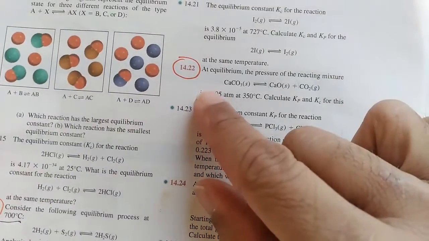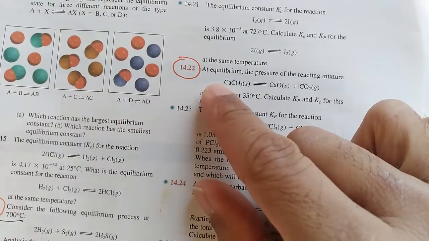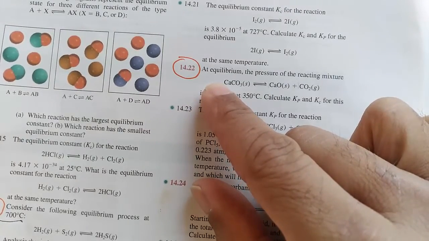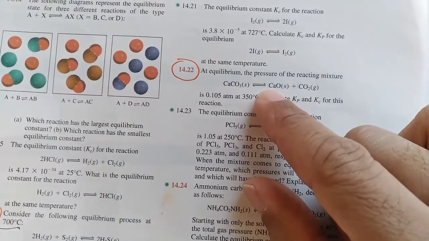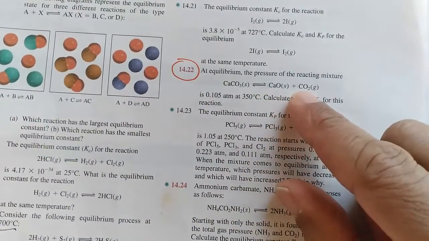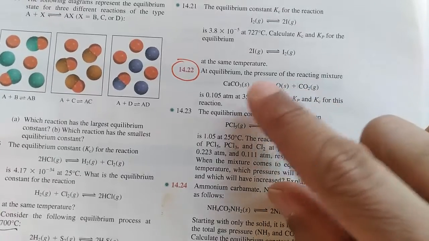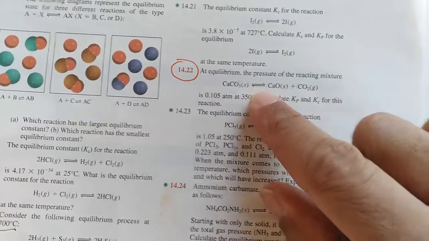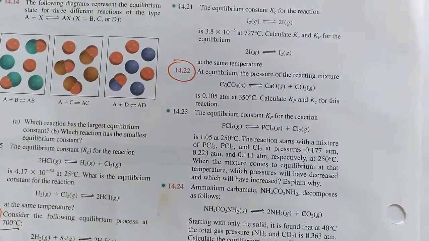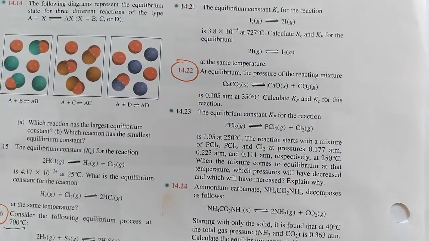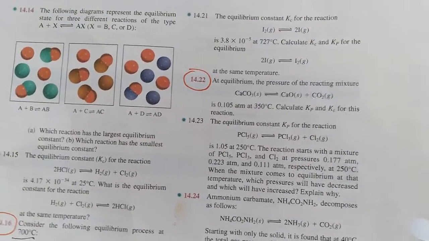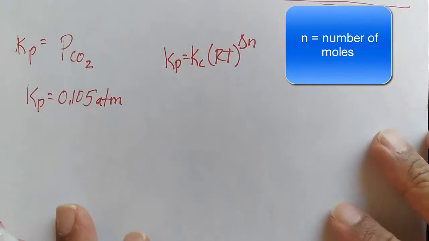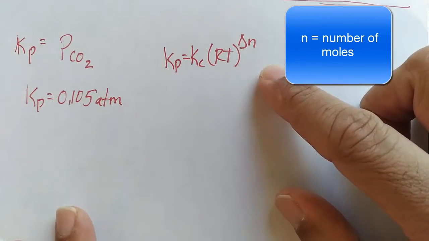We have 1 mole here, the coefficient is 1. 1 mole of calcium carbonate is at equilibrium with 1 mole of CaO, calcium oxide, and 1 mole of CO2. So 1 plus 1 is 2, and 2 minus 1 is 1. The correct answer for delta N is 1: products minus reactants, final minus initial. The N here is moles, so it's going to be to the power of 1.